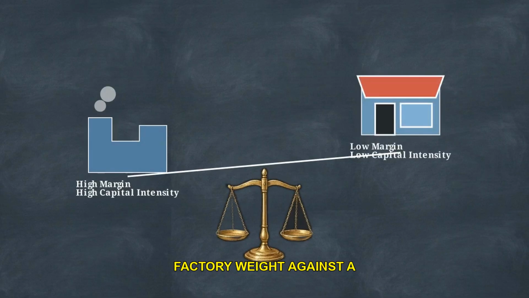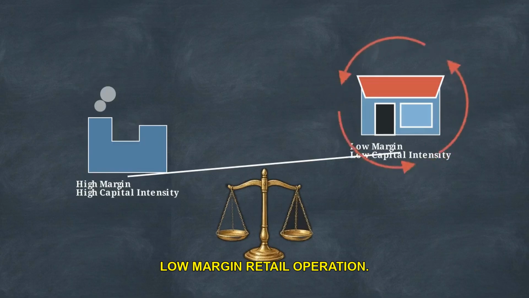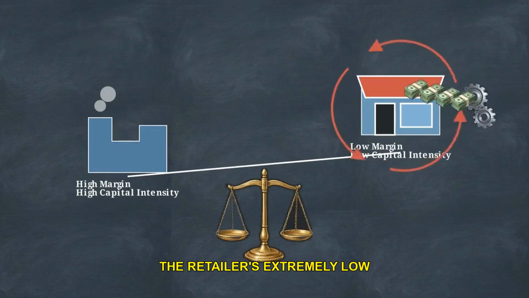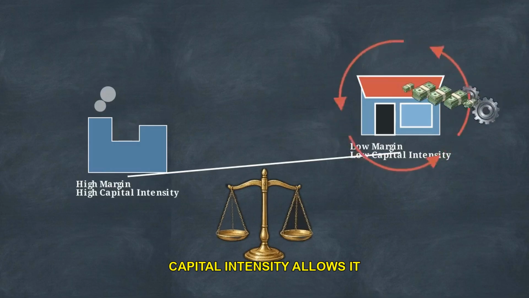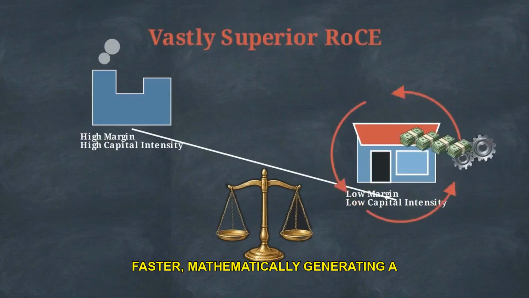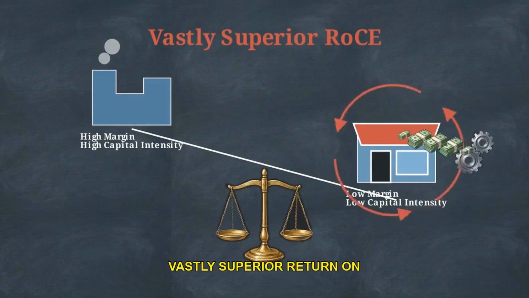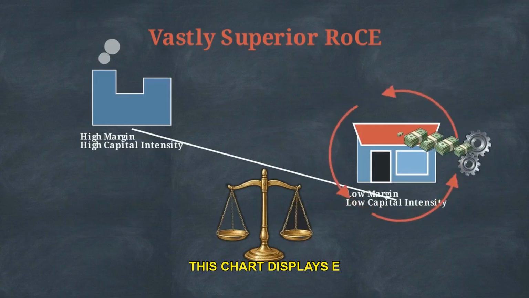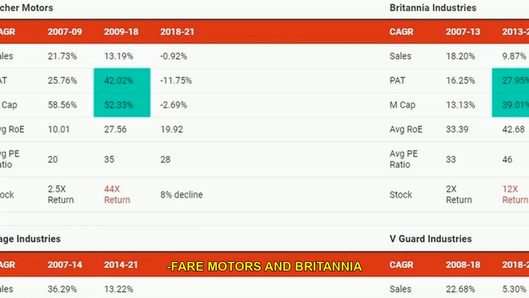Consider a high-margin factory weighed against a low-margin retail operation. The retailer's extremely low capital intensity allows it to turn over capital faster, mathematically generating a vastly superior return on capital employed. This chart displays Eicher Motors and Britannia Industries.